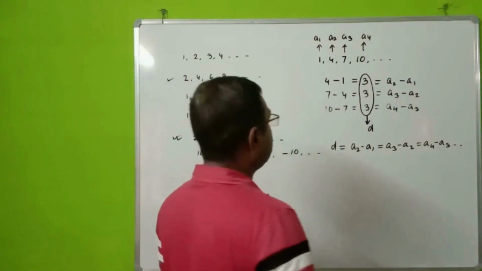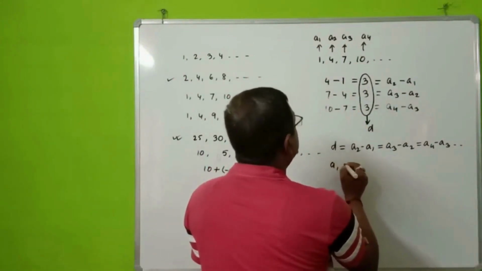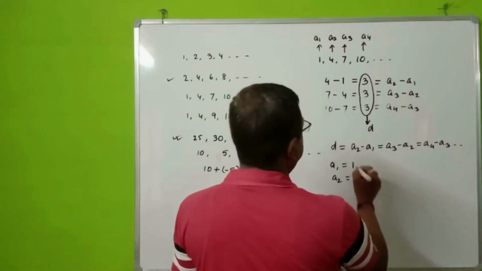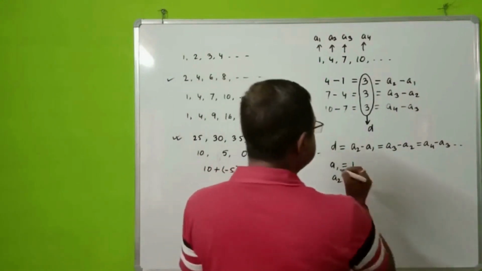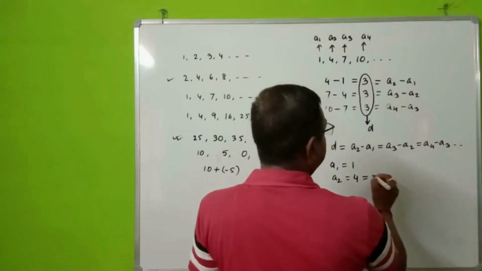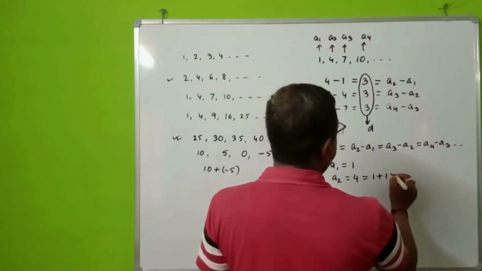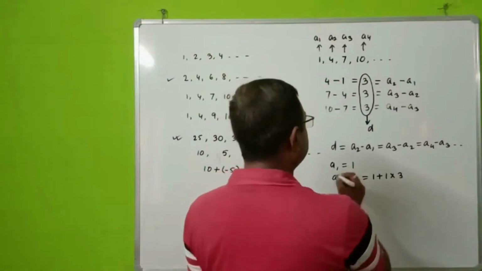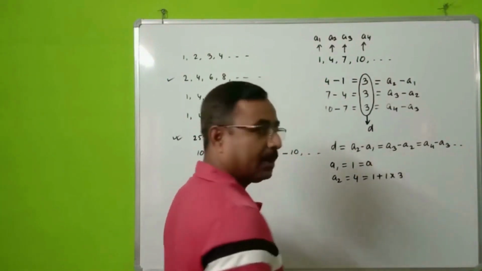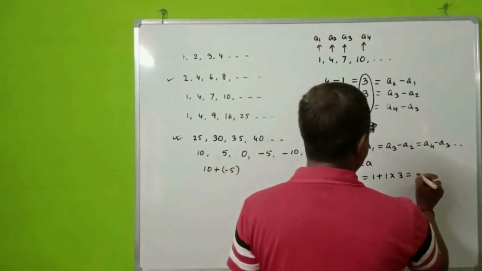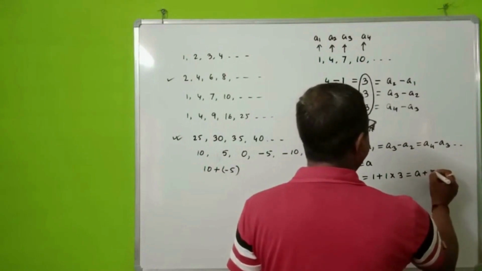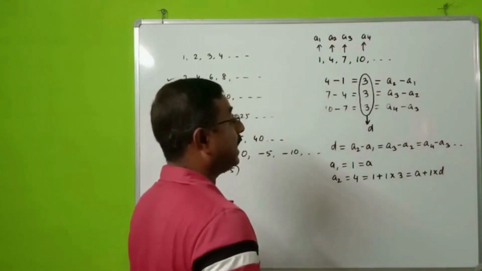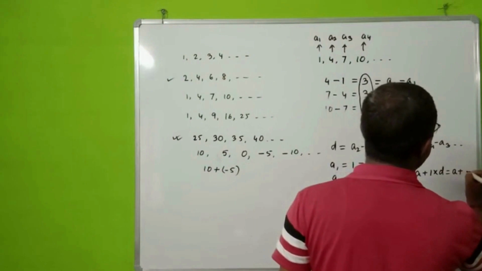Now in this AP, the first term, A1, is 1, okay? The second term is A2, and A2 is given as 4, alright? Now this 4 can be written as 1 plus 1 into 3. This 1 is the first term, which can also be represented as a1 or a. So we can write it as a plus 1 into this 3, which is the common difference d. So a plus 1 into d is nothing but a plus d.